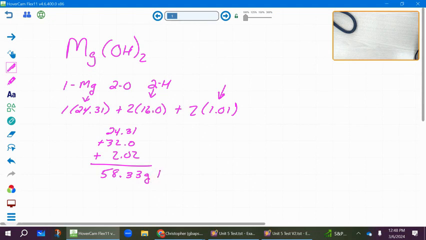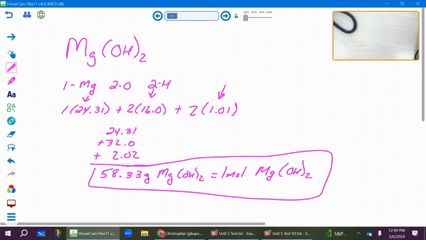58.33 grams of Mg(OH)2 equal to 1 mole of Mg(OH)2, magnesium hydroxide. Because these are equal to each other, I can make them into a conversion factor. I can put one of them on the top and I can put one of them on the bottom. If I want to get out of moles and into grams, moles is going to have to go on the bottom. Why? It's the only way they'll cancel out.